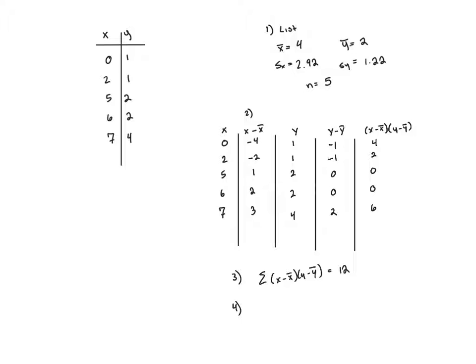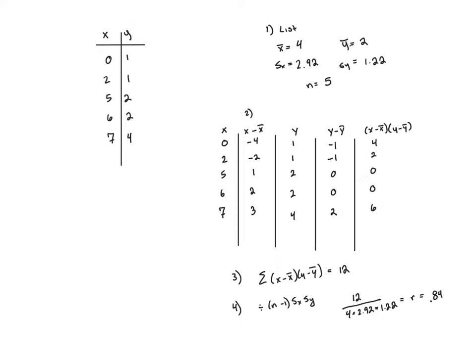Next step after that is I'll divide that by n minus 1 times sx times sy. So I'll take my 12 and divide it by n minus 1, which is 4, times my standard deviation for x, which is 2.92, times my standard deviation of y, which is 1.22. And what this will give me then is my r value, my correlation coefficient.